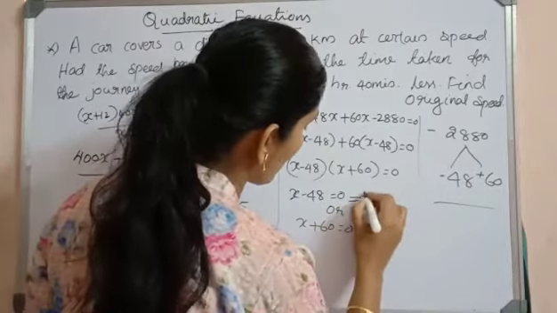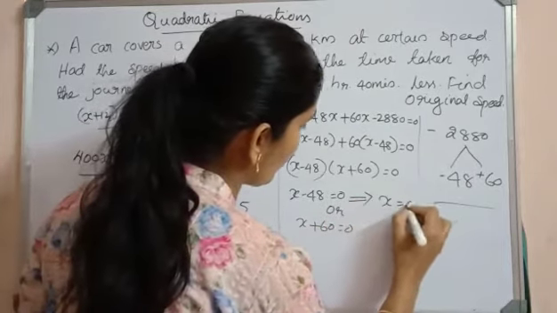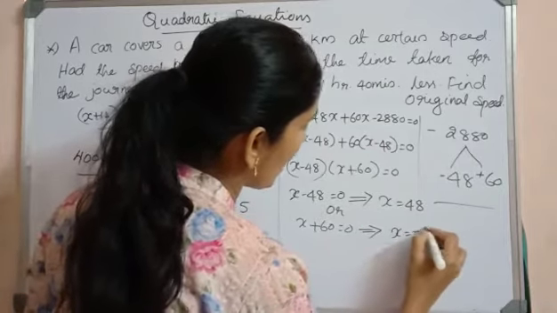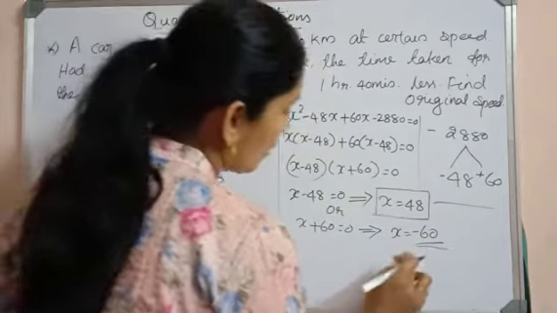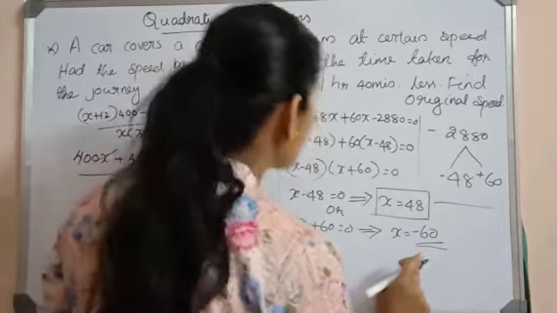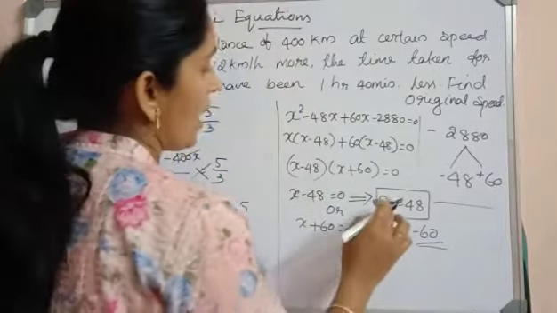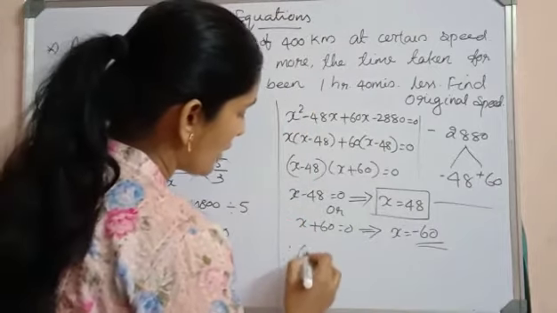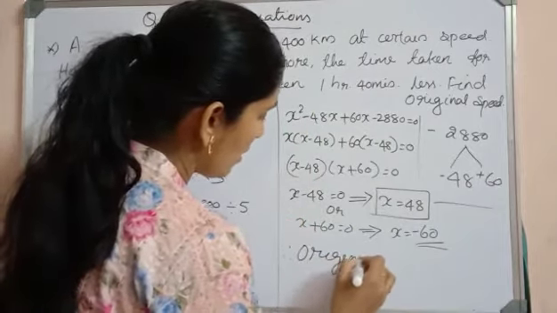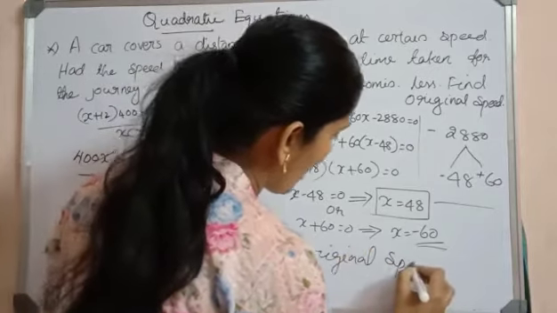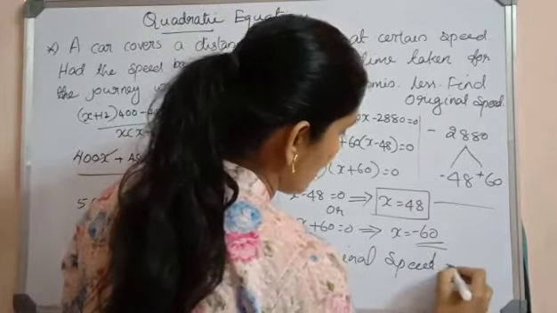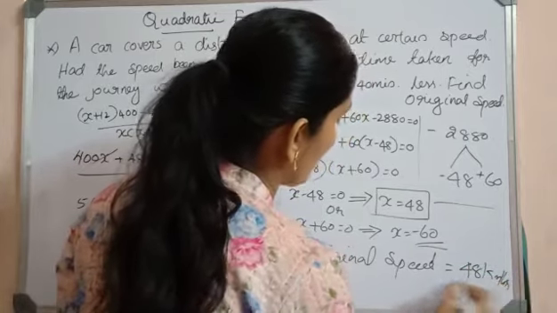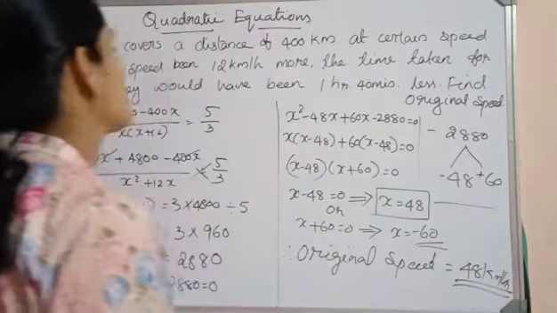X minus 48 is equal to 0 implies x is equal to 48, and x plus 60 is equal to 0 implies x is equal to minus 60. Here we cannot consider x is equal to minus 60 since the speed cannot be negative, and therefore x is equal to 48. Therefore we can say that the original speed of the car is 48 kilometer per hour. This is the final answer.